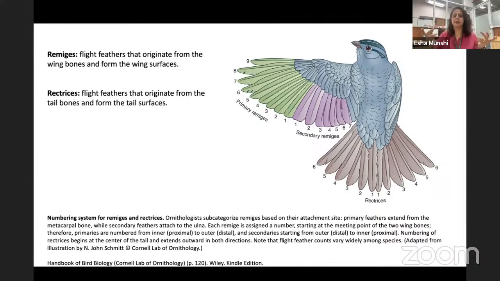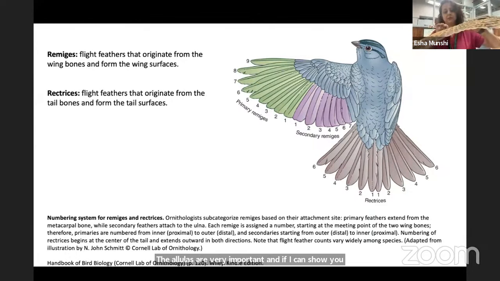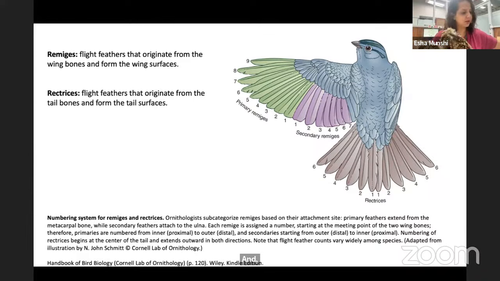That has been, during the evolution, because for the landing of the bird, the alulas are very important. And if I can show you in this wing, which is very difficult. No, not this wing. I'll search for a better example where it's clearer. Yeah, here.